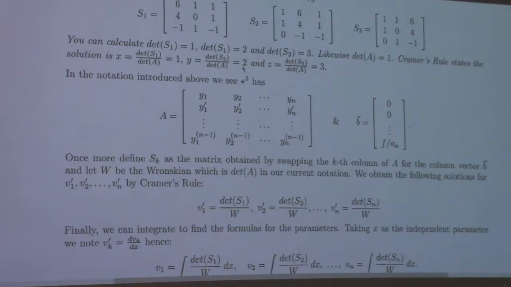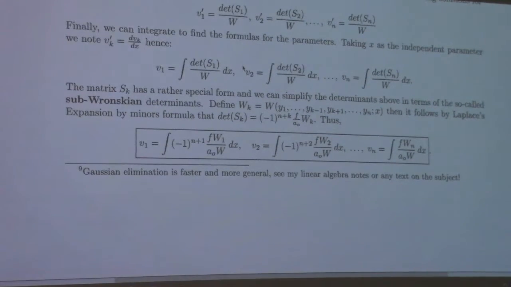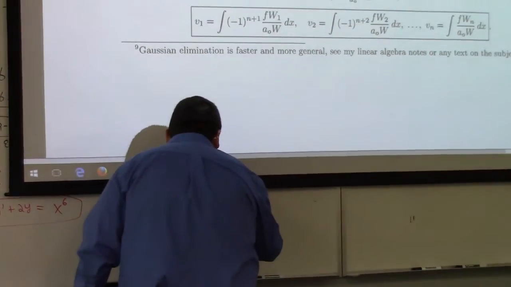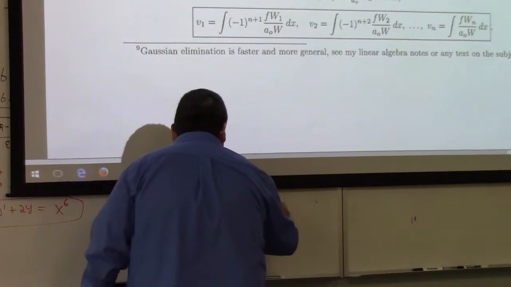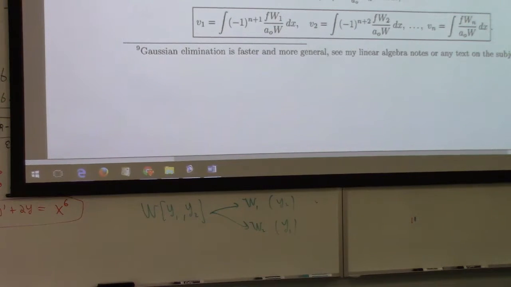So you can use Cramer's rule and solve our linear equation on the parameters here. And in so doing, you get the generalized variation of parameters formulas like this. These are called sub-Wronskians. So like the first sub-Wronskian, the second sub-Wronskian, the nth sub-Wronskian. The kth sub-Wronskian is formed by calculating the Wronskian of all of the functions you're looking at, but removing the kth one. So in the n equals 2 case, we're looking at the Wronskian of y1 and y2, right? So the first Wronskian just has y2, and the second one just has y1. And there's a sign, plus or minus, that gets wrapped into that.